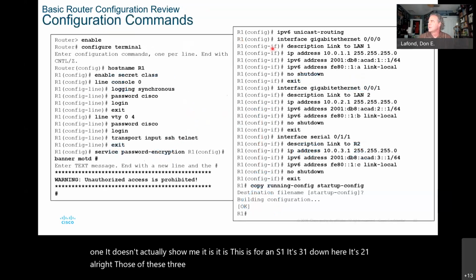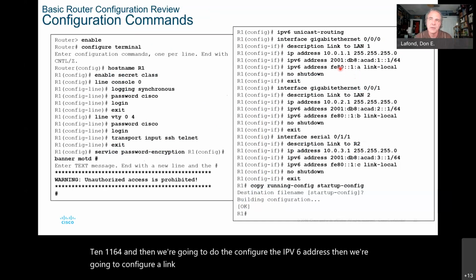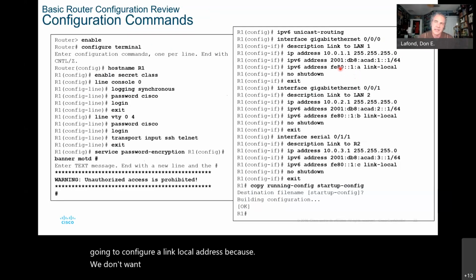So we go into Ethernet gigabit 0/0/0, and we're going to configure 1.1, /64. Then we're going to configure the IPv6 address. Then we're going to configure a link local address because we don't want it to randomly create a link local address that's hard to remember. So we just create our FE80::1.